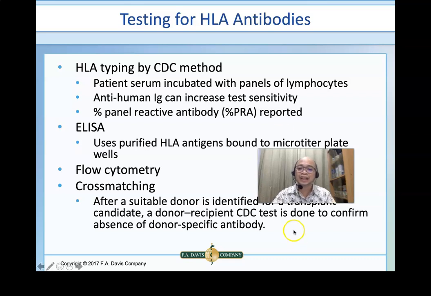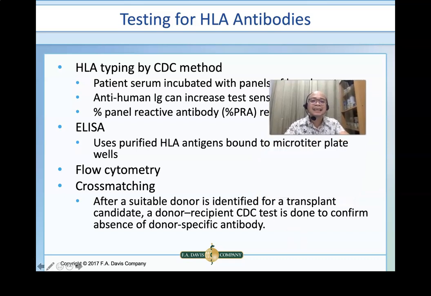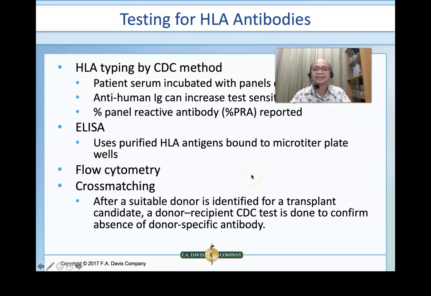ELISA may also be utilized. It uses purified HLA antigen bound to a microtiter plate. So, in testing for HLA antibodies, we are screening for antibodies. Hindi katulad ng CDC, where we are screening for what MHC phenotypes are present on the surface of the lymphocyte. So baligtad yun, guys. Okay. We can also do flow cytometry or cross-matching.